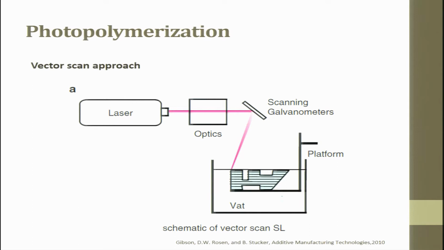So this is a typical setup of a stereolithography schematic diagram. You have a laser. This laser is predominantly a UV laser, so that it can cure the liquid polymer, and it passes through optics. This optics is for beam adjustment in terms of shape and focus diameter. So this optics plays a very important role.